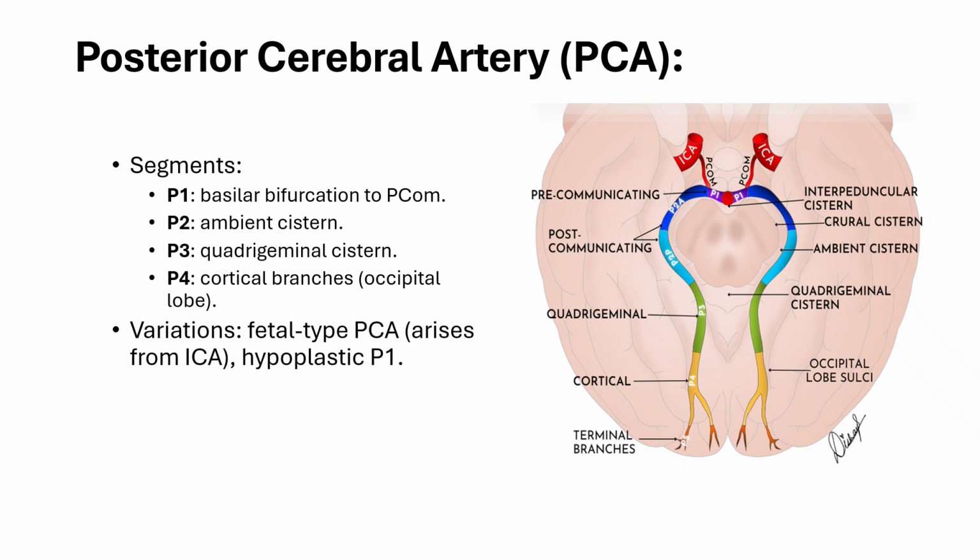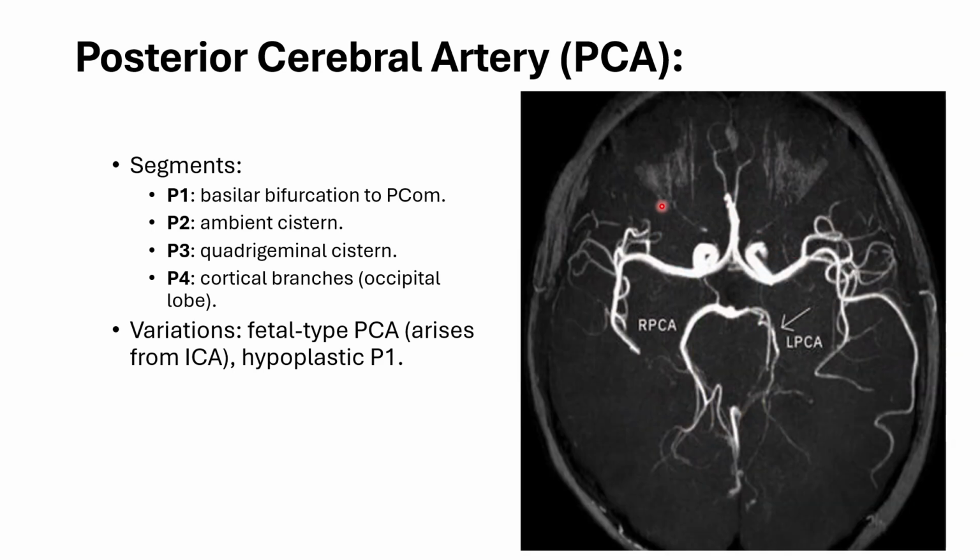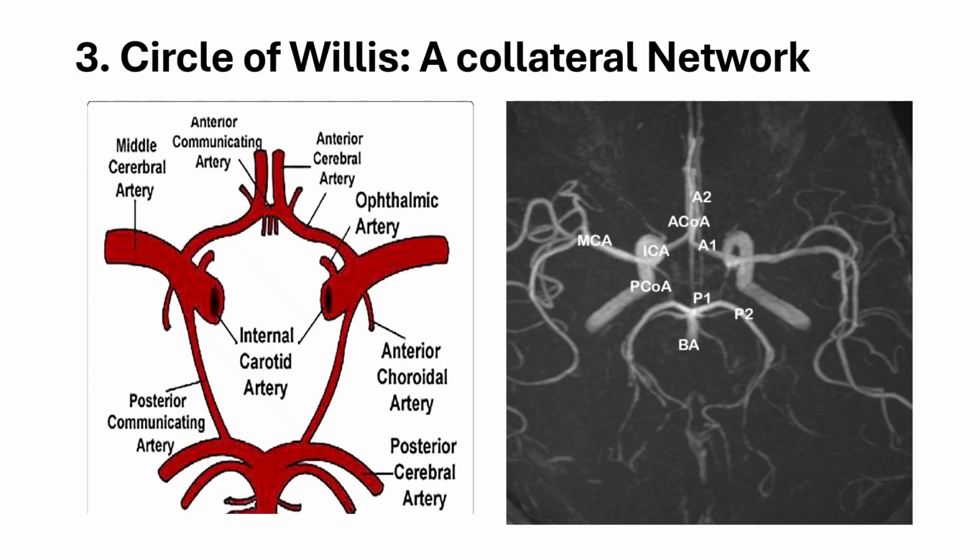So we can see in this image, this is the P1 segment, the P2 segment within the ambient cistern, and this is the P3 segment within the quadrigeminal cistern and the occipital lobe. This is the angiogram showing the P1 segment and the PCOM. So proximal to the PCOM is the P1 segment, this is the P2 segment, P3 segment, and this is the cortical branch. Now the circle of Willis, a most important structure of the vascular supply of the brain.